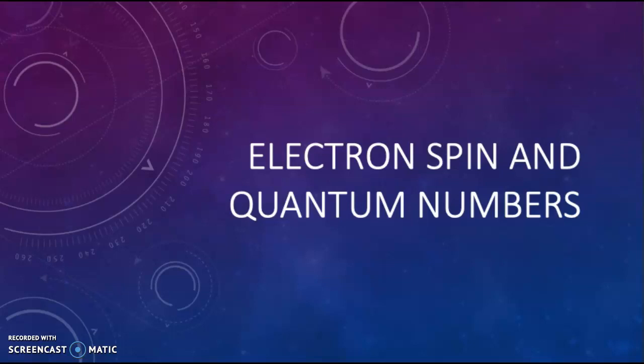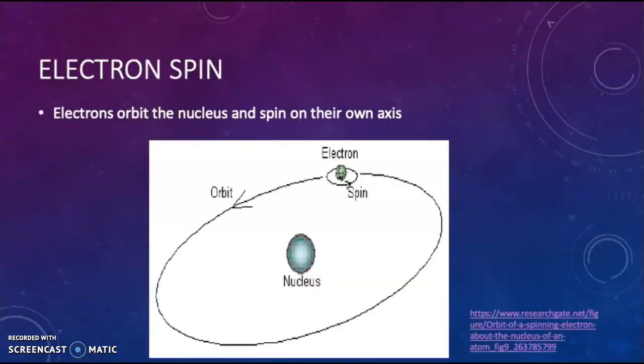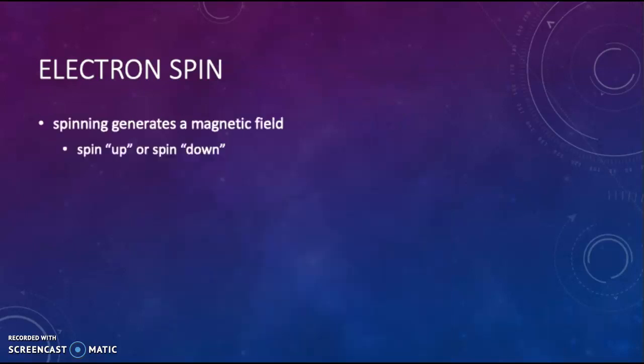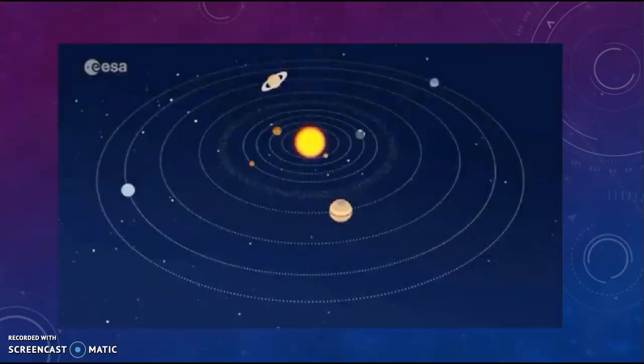Today I will be talking about electron spin and quantum numbers. So first we'll talk about electron spin. Electrons orbit the nucleus, but they also spin along their own axis as they orbit the nucleus. Each atomic orbital can hold two electrons, which pair up within the orbitals. We classify each electron in the orbital as spin up or spin down. This just tells us if they spin clockwise or counterclockwise on their individual axis.